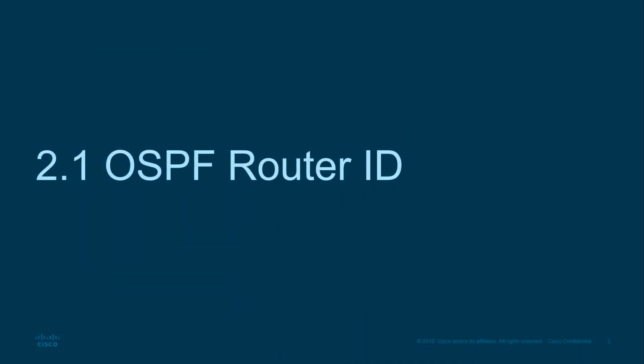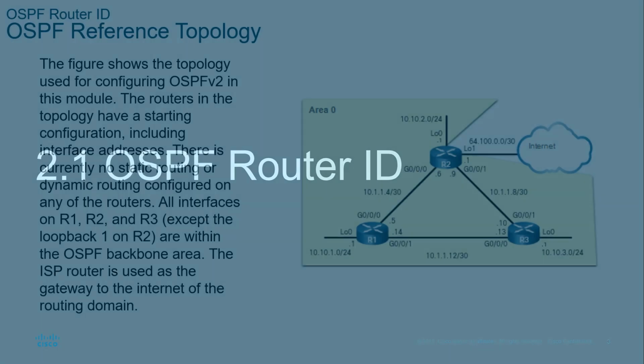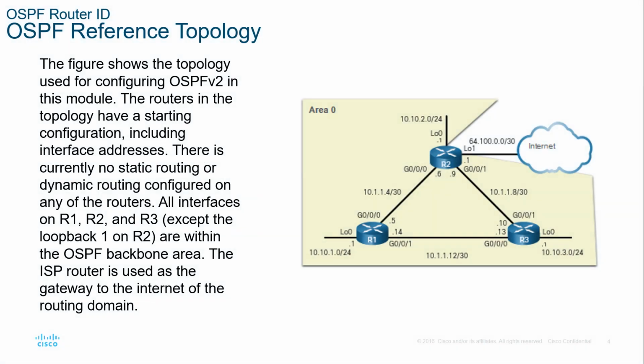Let's talk about OSPF router IDs. In this figure, we look at 3 routers. We see that they have the appropriate networks. This is a 10.10.1.0 network. This is a 10.10.3 network. This is a 10.10.2 network. And they have the appropriate networks and subnet masks between the routers.